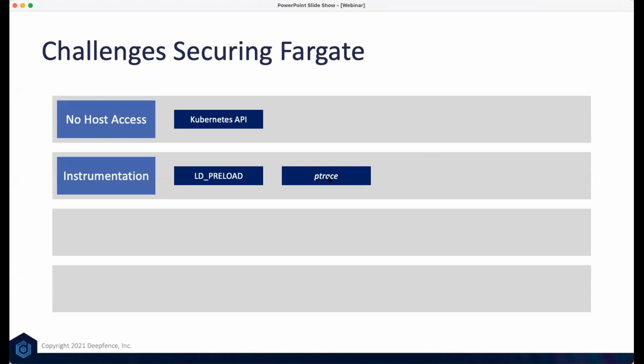So ptrace is one of the most advanced system calls exported by the Linux kernel, and it makes it possible for a process with the right privileges to pause, introspect, modify, and control other processes. Many tools that are commonly used on a regular basis are based on ptrace, and AWS recently added Fargate support for ptrace in version 1.4.